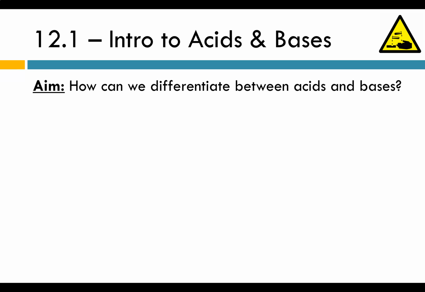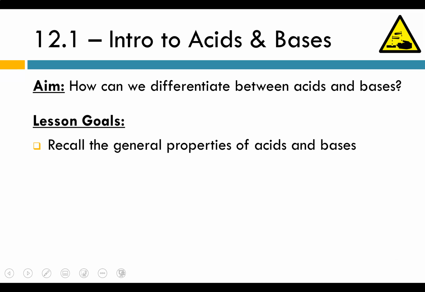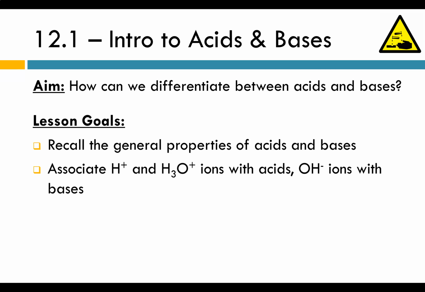In today's lesson, we're going to talk about differentiating between acids and bases. Goals for today's lesson. You should be able to recall the general properties of acids and bases. We're going to associate different ions with acids and with bases, specifically H plus and H3O plus, hydrogen and hydronium ions with acids, and then hydroxide ions, OH minus, with bases.